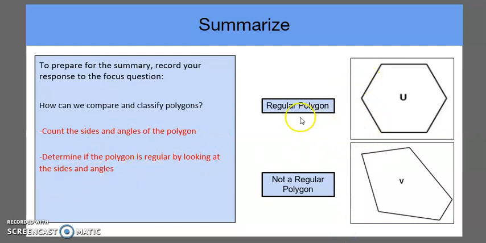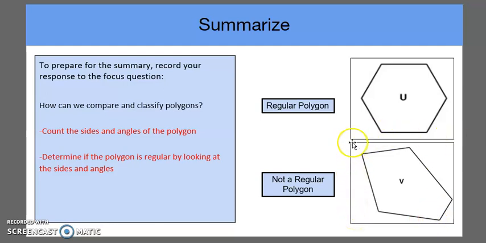We can see that the first one is a regular polygon because we notice that all the sides are the same length and the angles are the same measure. We also notice that this is not a regular polygon because we have different lengths, like this length is different than this. Therefore, that tells us that we're not dealing with a regular polygon.